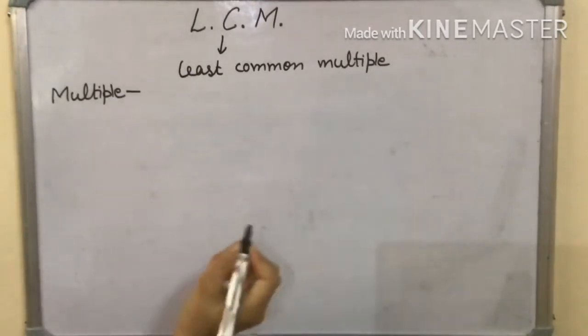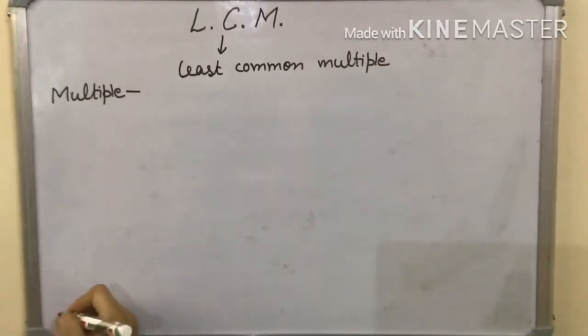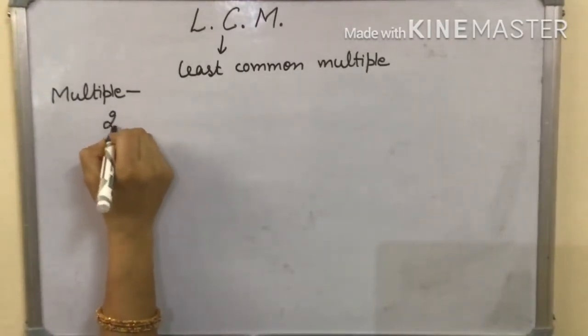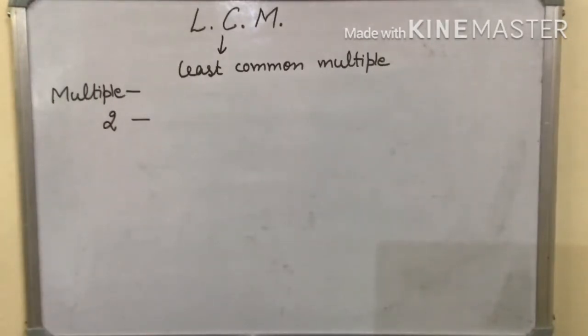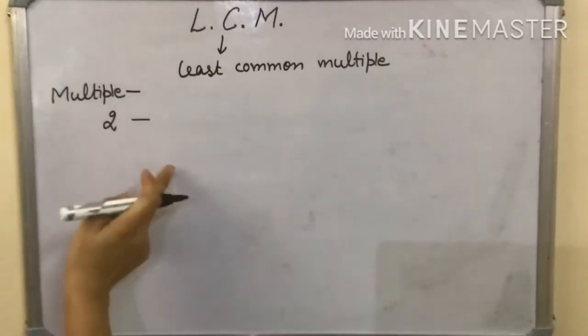When we multiply a given whole number by any other whole number, the result is a multiple of that number. Suppose we have to write multiples of 2. We get the multiples of 2 by multiplying it by any whole number.